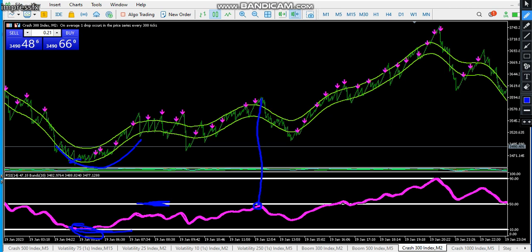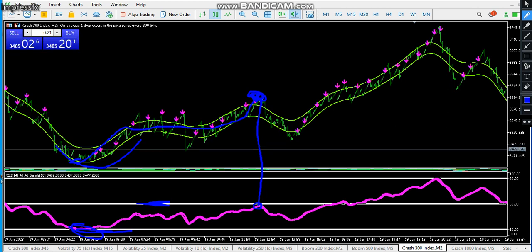You understand? You entered here, the market went to buy. Despite the spike that happened along the way, it still got to that place. A lot of people are scared. You don't need to be scared. Believe in your system.